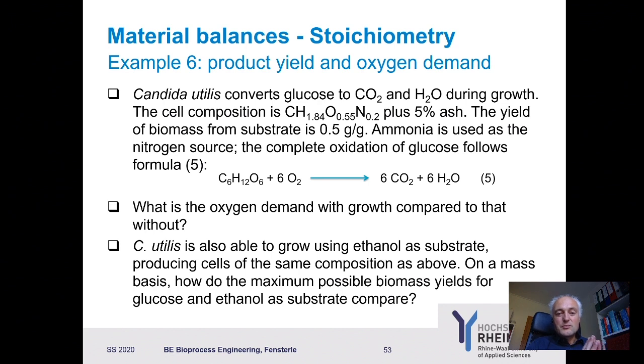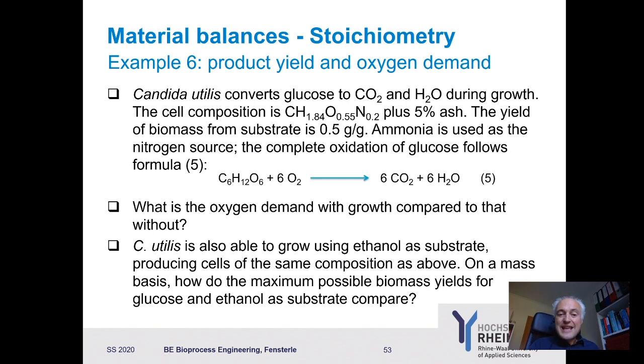Biomass is not just composed of carbon, hydrogen, oxygen, and nitrogen. So therefore we have also sulfur, phosphorus, and so on. And you put these simply in this ash, because for your stoichiometric calculation this doesn't really matter. So you put that in the ash and everything is fine. In other words, the molecular weight is this sum plus 5% coming from the other elements. The yield of biomass from substrate is 0.5 grams per gram.